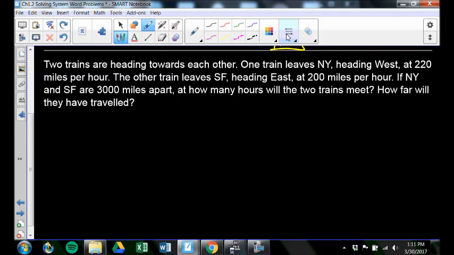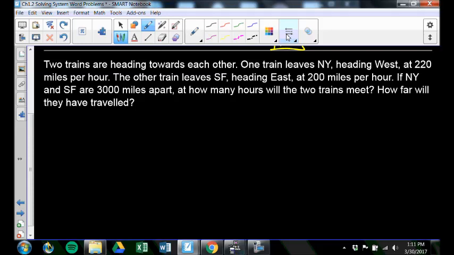Two trains are heading towards each other. One train leaves New York heading west at 220 miles per hour. The other train leaves San Francisco heading east at 200 miles per hour. If New York and San Francisco are 3,000 miles apart, at how many hours will the two trains meet, and how far will they have traveled? Lots of things here for us to consider.